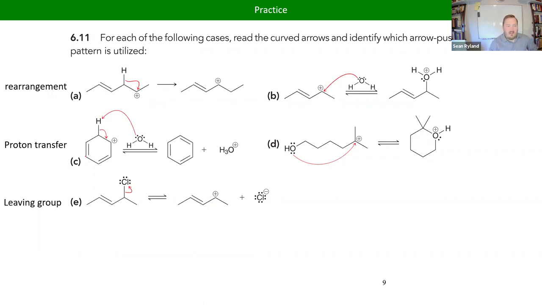If a nucleophile attacks, we're going to be making a sigma bond. And if we get the same number of bonds before and after, it was either a proton transfer or it was a rearrangement.